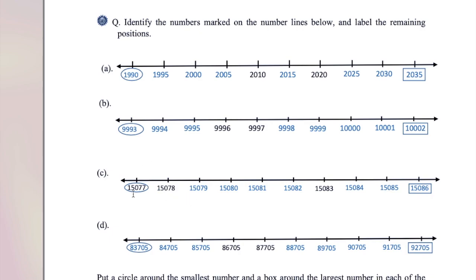The previous numbers will be 15,077, 15,078, then 15,079. So after 79 it is 15,080, 15,081, 15,082. 15,083 is already given, so it will be 15,084, 15,085 and 15,086. So now you circle the smallest, which is at the leftmost part, and put in the square box the last one, which is at the rightmost part, which is the greatest one.